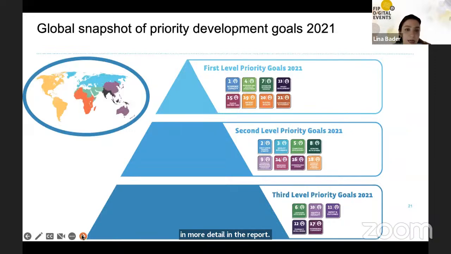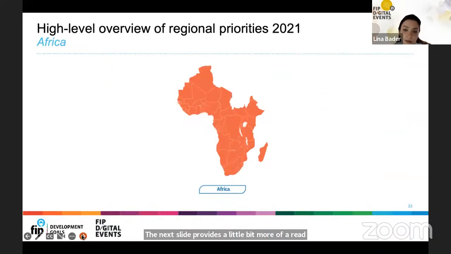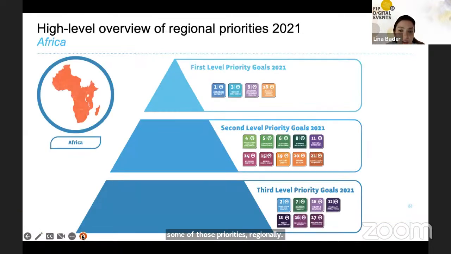The next slide provides a little bit more of a regional focus. So we have worked with, of course, members across all regions, but from Africa, we have had responses from 4 member organizations. And I'm about to share some of those priorities regionally. So the next slide shows the regional priorities, again, similarly to the way I've illustrated the one for global priorities, but this is the African ones based on 4 member organizations.